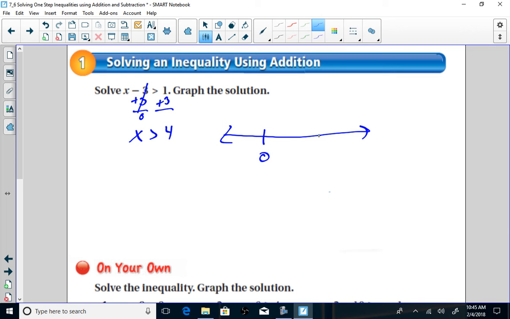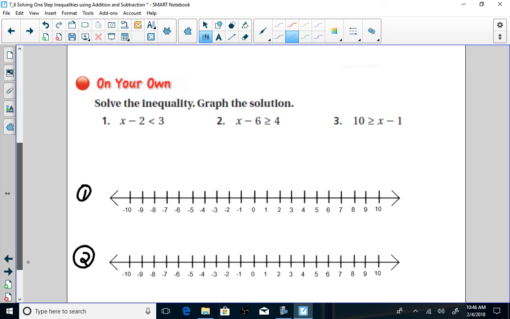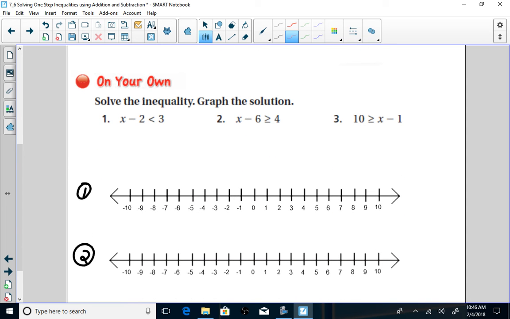If I have to graph that solution, I sketch my number line. We always have 0 on the number line. 4 is going to be to the right of 0 on the number line. We circle 4. It's an open circle. Anything to the right of 4 on the number line is going to make that true. Let me check a solution. So I'm going to pick something to the right of 4 on the number line. Let's try 10. Is 10 minus 3 more than 1? Yes, it is. So I used my addition property of inequality there to find the solution. Let's try some examples here.